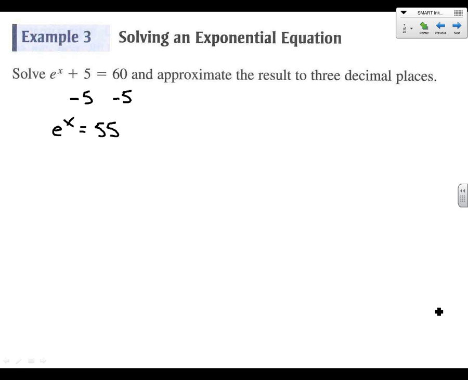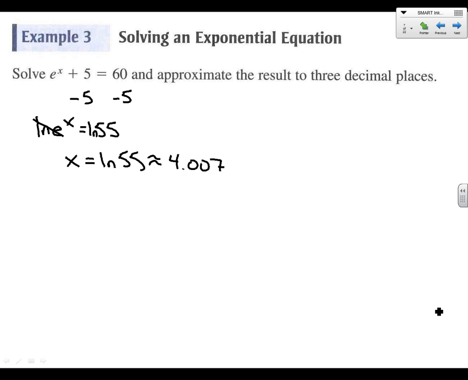And now we want to get rid of the e. How do we do that? We put a natural log in front of it. But if we do it on the left, we have to do it on the right. So those will cancel. x equals the natural log of 55. And it says give me 3 decimal places. So we're going to plug it into our calculator. And this is approximately equal to 4.007.